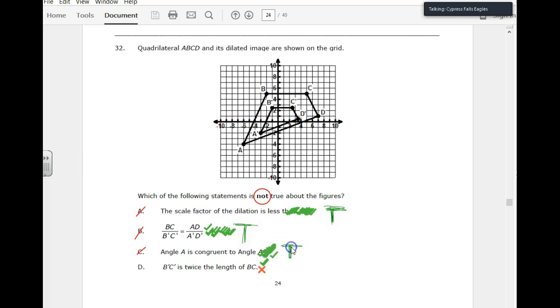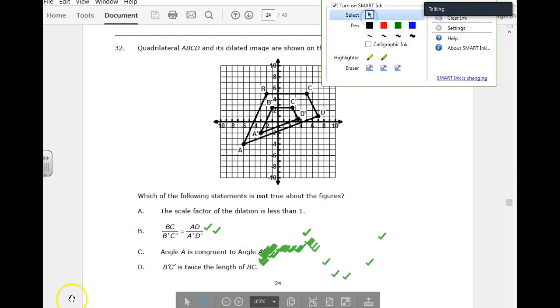The outlier is that BC is double, B prime, C prime is double BC. No, it shrunk. So B prime, C prime could not be double. That's the one that's not true. The answer was D. Okay, clear it out.